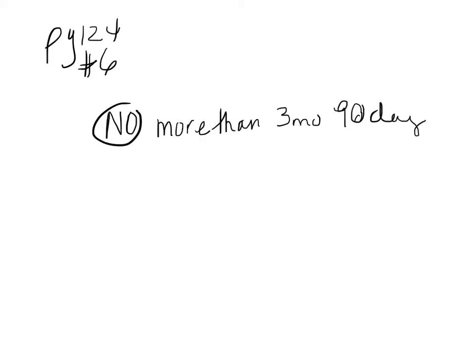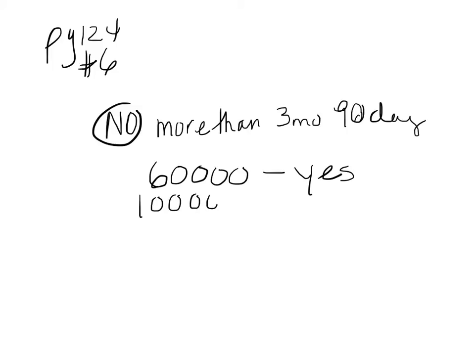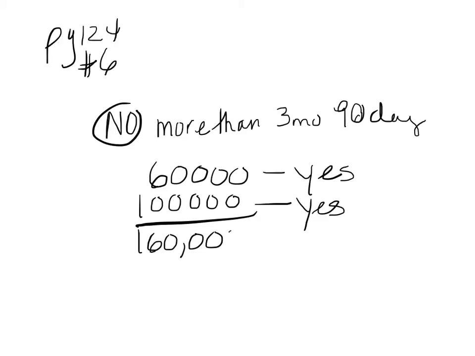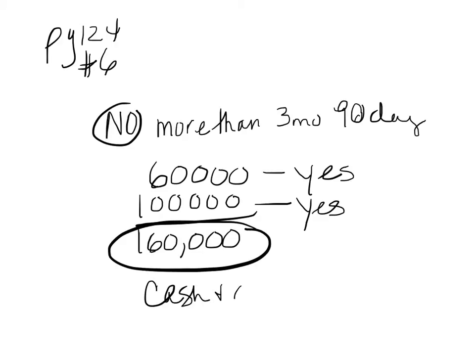Okay, so the first one would be no. The second one is $60,000 in the checking account, so that would be yes. And then we have $100,000 in a 1-month T-bill, and because it's a 1-month T-bill, that also would be yes. And that amounts to $160,000 that would be in cash and cash equivalents on your balance sheet.